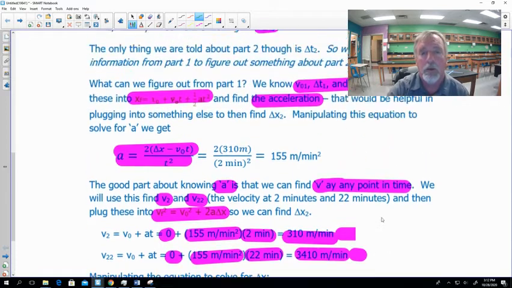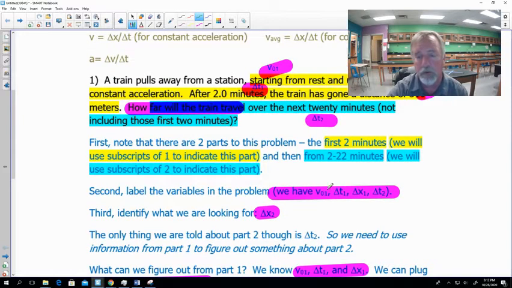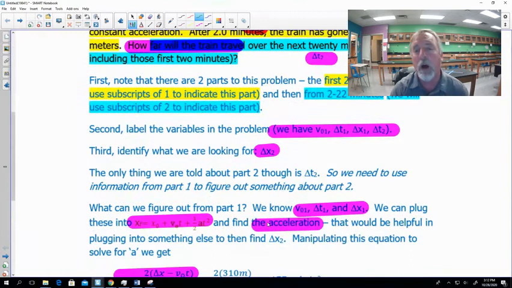My focus here is on the thoughts, not necessarily the math. Realize that there are two parts to our problem. Let's separate those out, and we can use them as we attack to find our answer. What do we know? Let's label our variables: V01, delta T1, delta X1, delta T2, and make sure we're clear on what we're looking for, delta X2. There's something from that first part that we're going to use in our second part. What are some things that we could use?